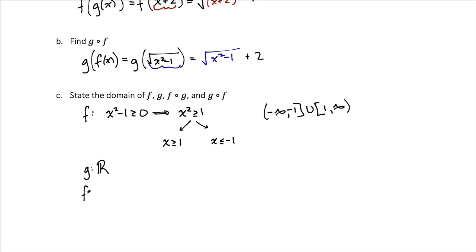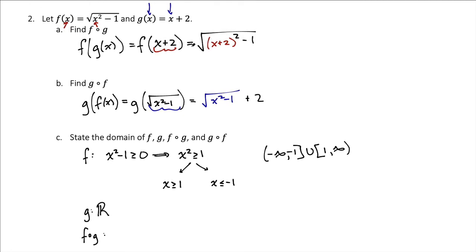Now for f composed with g, let's go ahead and look at this function here. We know that, of course, the domain of g is all real numbers, so we don't have to worry about that. Now we just need to worry about what happens when we apply f to that, and that's this function here. We've got the square root of (x plus 2) squared minus 1. And so that thing that we're doing the square root of has to be greater than or equal to 0.